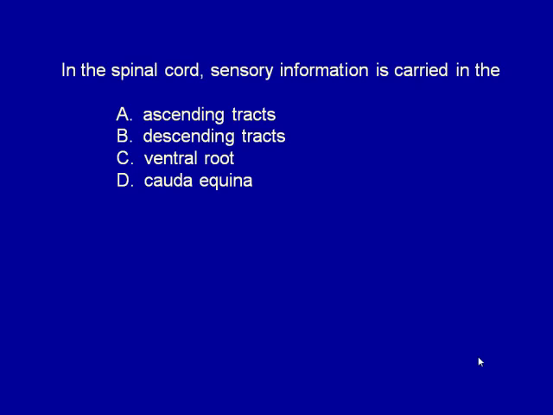Okay. In the spinal cord, sensory information is carried in which? The ascending tracts, descending tracts, ventral root, or cauda equina. Sensory information is input, so it's going to be in the ascending tracts. That's got to go to the brain. Motor information will be in the descending tracts and also leaves along the ventral root.